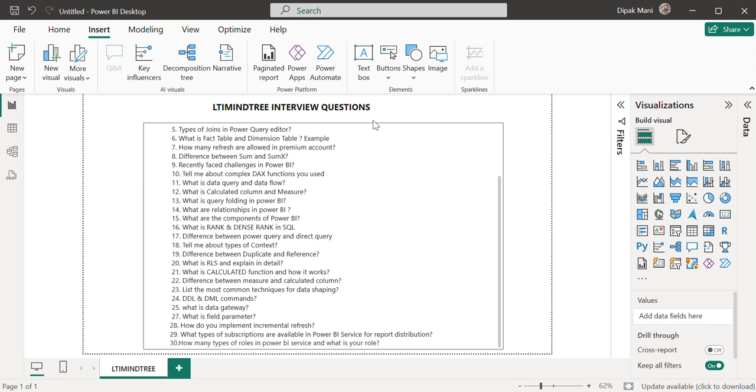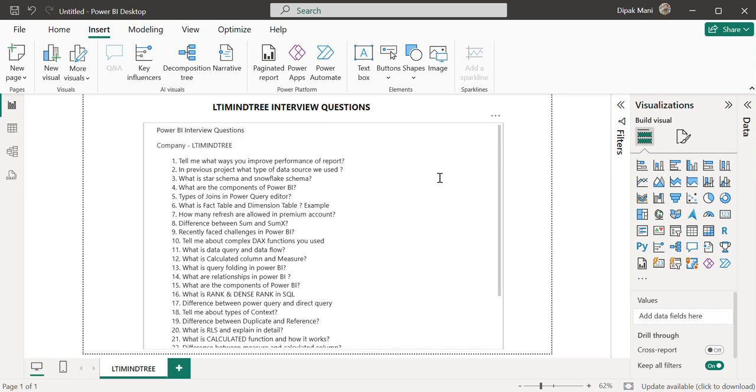These types of questions are very important. When you are preparing for them, you can note down all the things one by one and prepare once when you are giving the interview for a company like LTIMindtree.